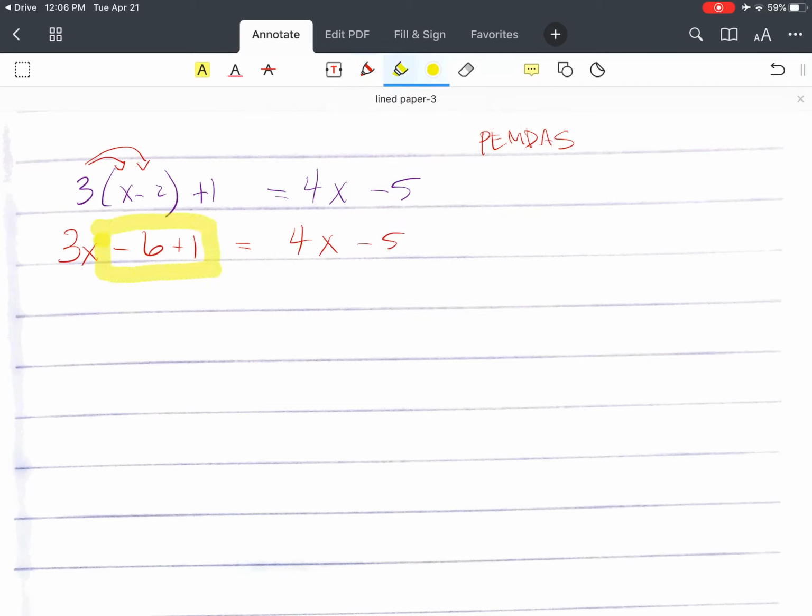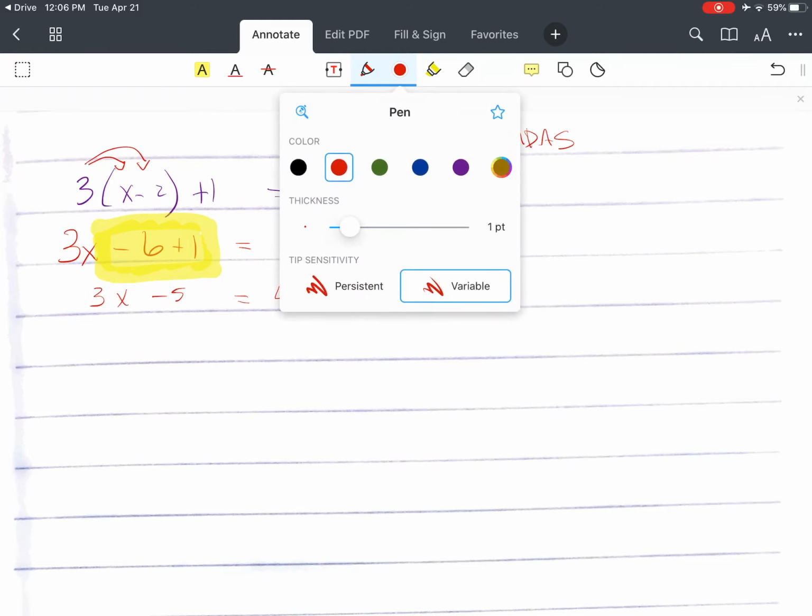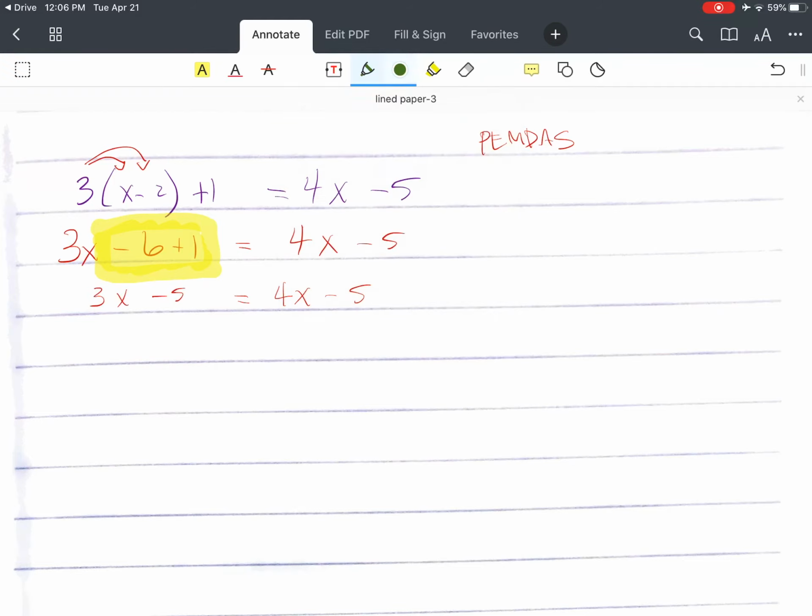You can now combine like terms. The two terms you can combine are negative 6 and plus 1. Negative 6 plus 1 is negative 5. So we have 3x minus 5 equals 4x minus 5. Now there are a lot of things you can do right here, and I'm going to use a lot of color green. There are a lot of things you can do here.